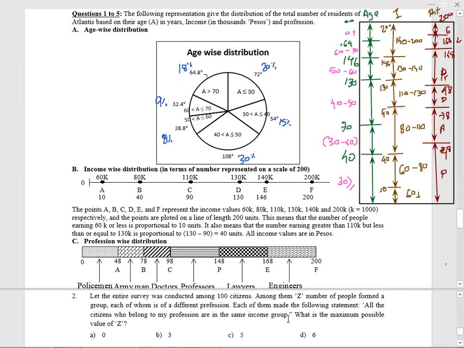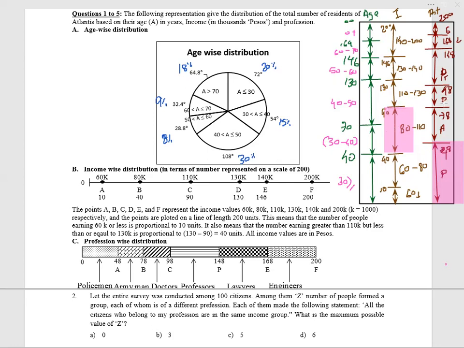Like I can see, the entire police. Let me use pink color for police. How many people? 48. Where can it be fit? It can be fit in this region. The entire police, 40 people, can get into that 50 people, because this is 40, this is 90. So this range has 50 people.